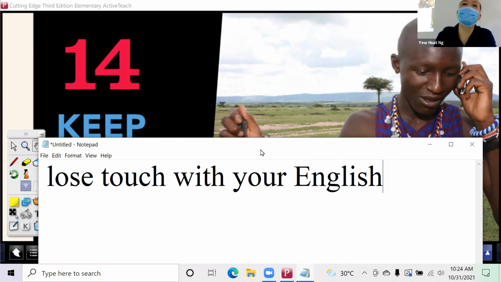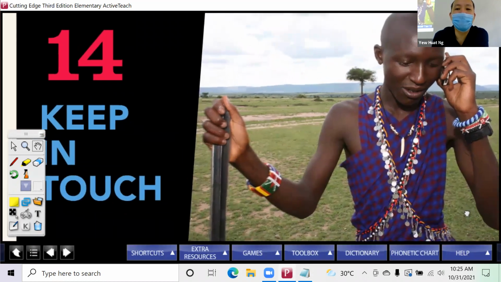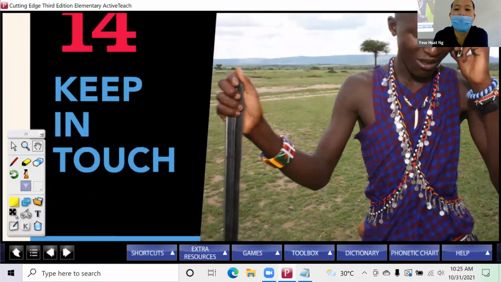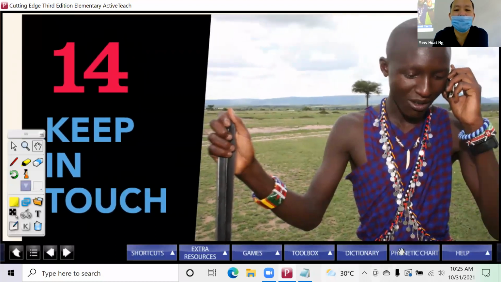So of course you won't lose touch with your English because you are speaking English every day. Okay, good. So right now you're right, keep in touch is when we want to tell the other person to continue talking to us, continue communicating with us. That is the meaning. That's when we say keep in touch, right? Any other ways to say keep in touch?